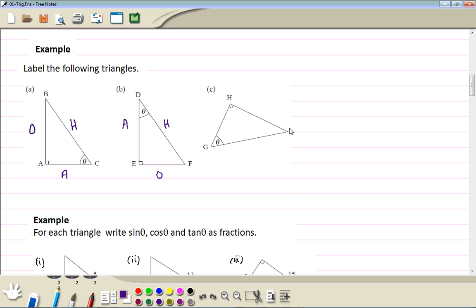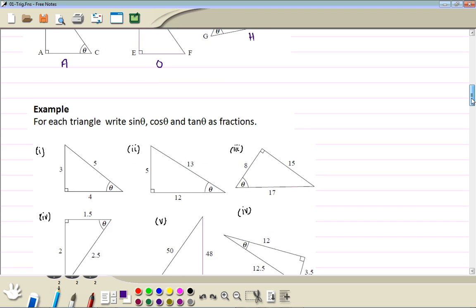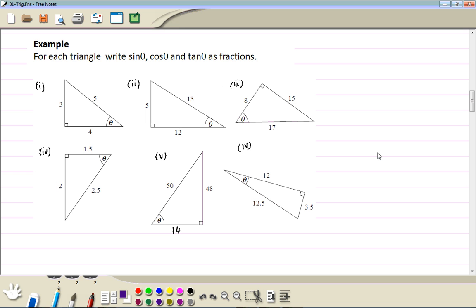Here, GI is the longest side, so that's the hypotenuse. GH is the smaller side and next to the angle, so the adjacent, and HI is the opposite. Now for each triangle we have to write these sine, cosine and tan ratios.